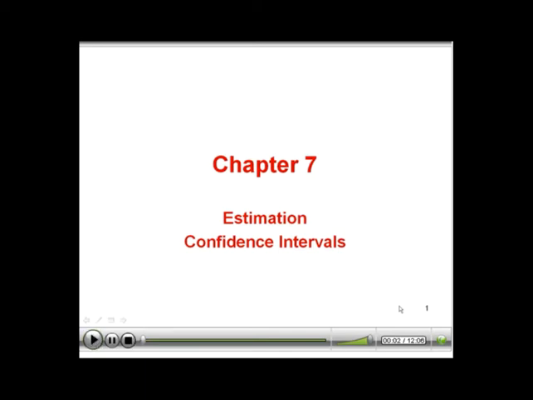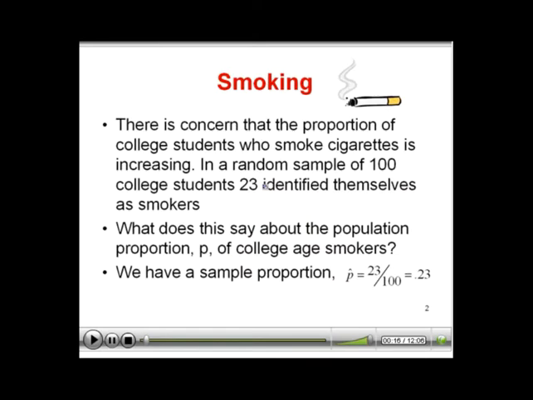In this chapter, we will be examining a process called confidence intervals as a more sophisticated way of estimating a population proportion or mean. Suppose a researcher is concerned about the proportion of college students who smoke cigarettes. He would like to get a handle on the true proportion of college students who smoke. So one day he interviews 100 students and 23 say that they smoke cigarettes.